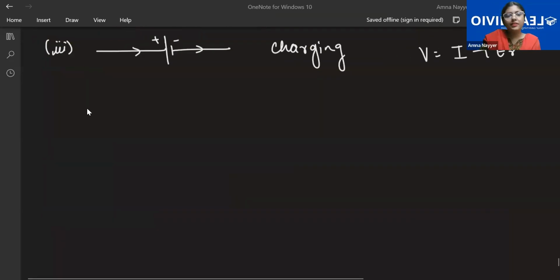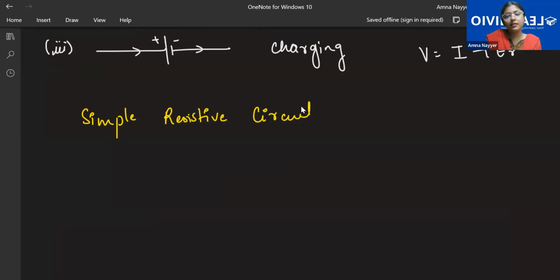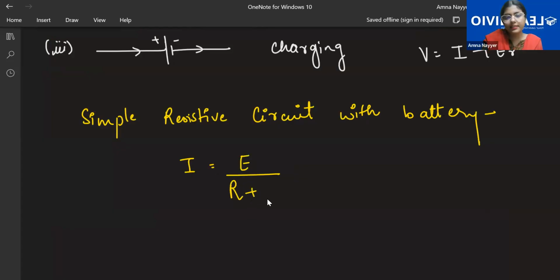Okay, when you have a simple resistive circuit with battery. So see, we know the formula of current is E divided by external resistance plus the internal resistance, and V is equal to IR, or we have the equation E minus I into small r. This is what we've studied.